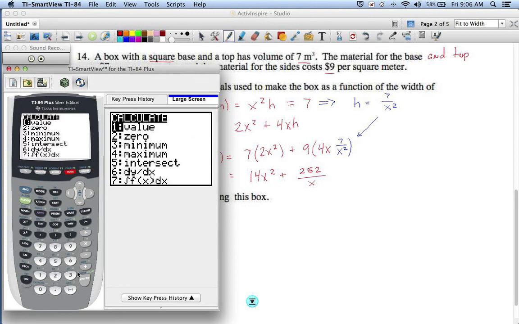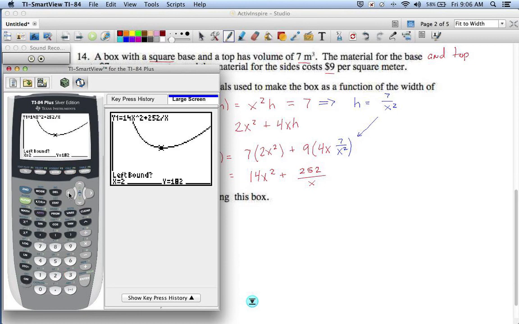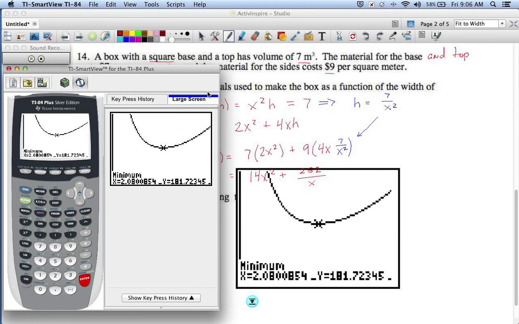We will locate that. Left bound. Perfect. Enter. Right bound. Fantastic. Enter. And I'm going to make an incredible guess. There it is. And there's my answer.